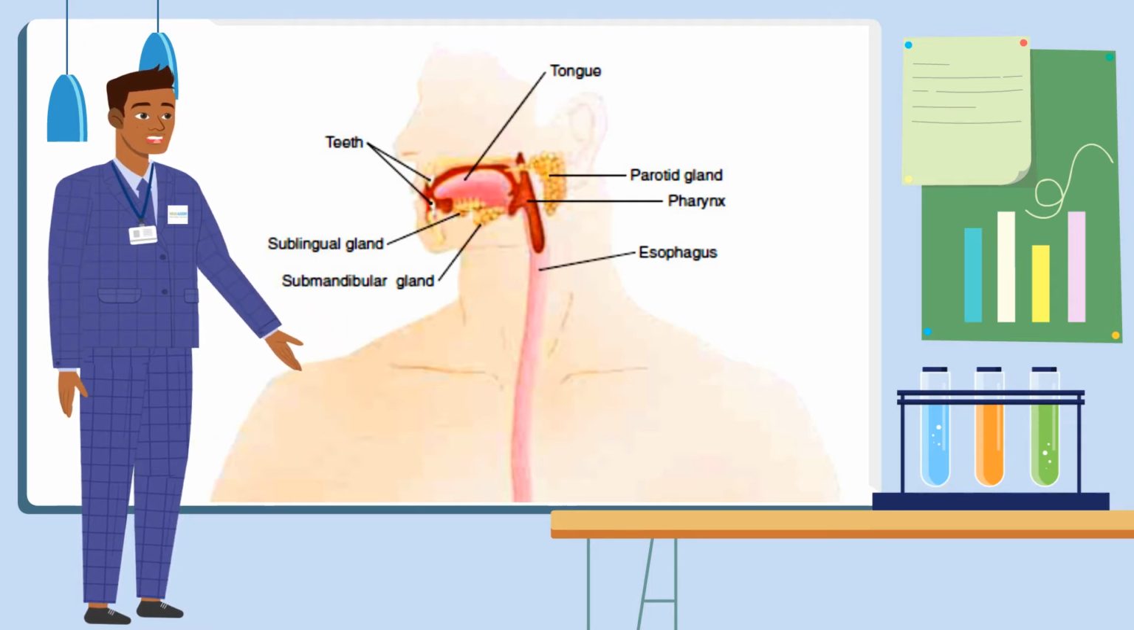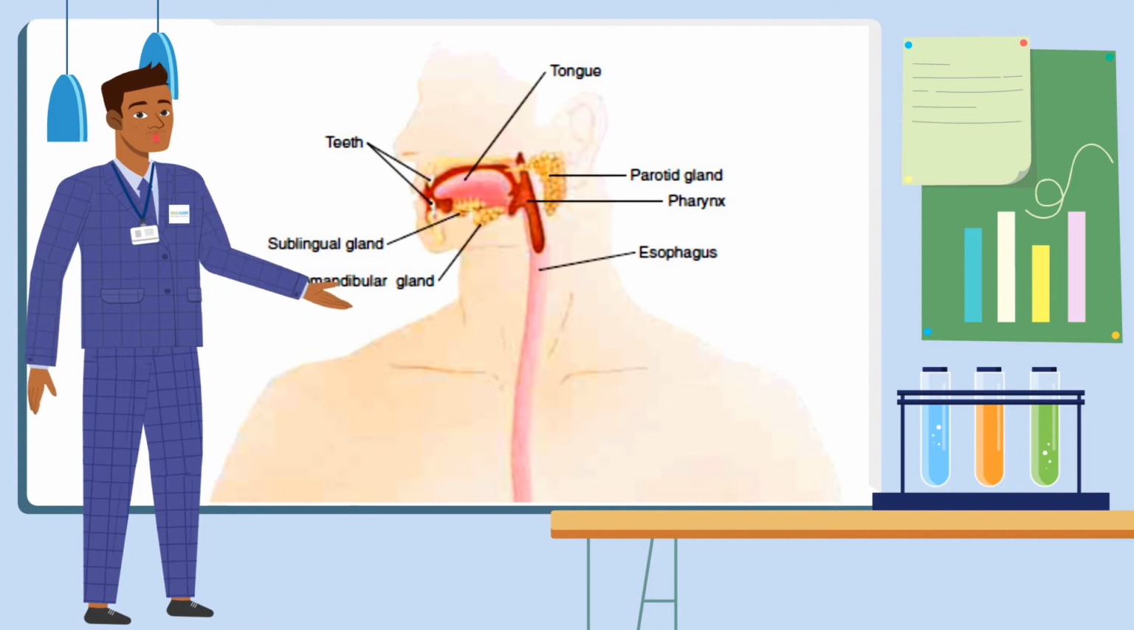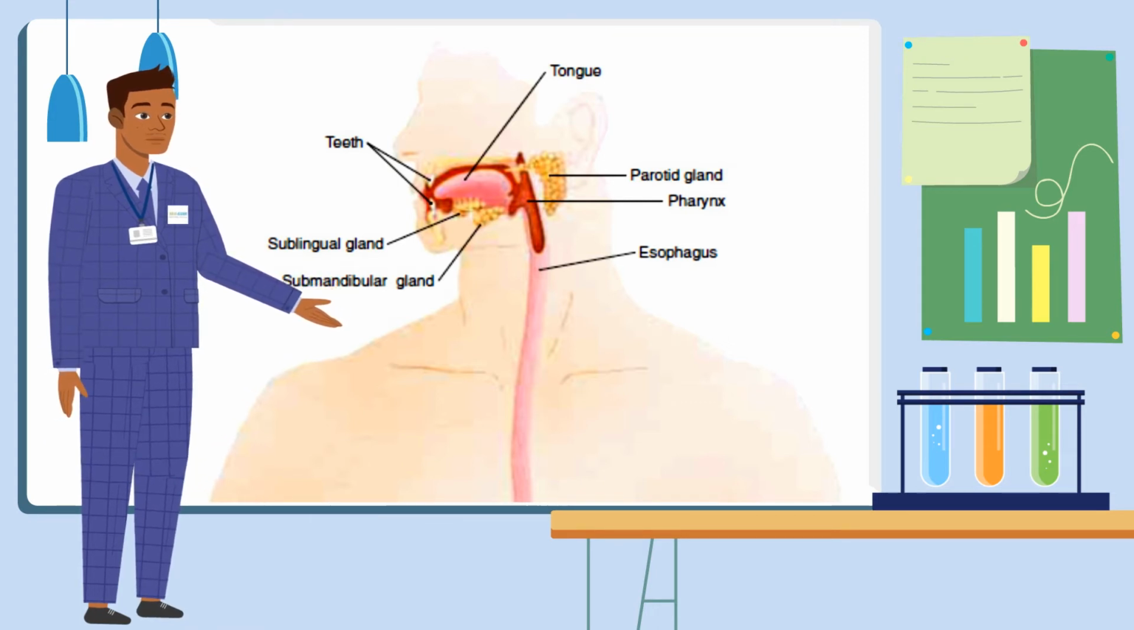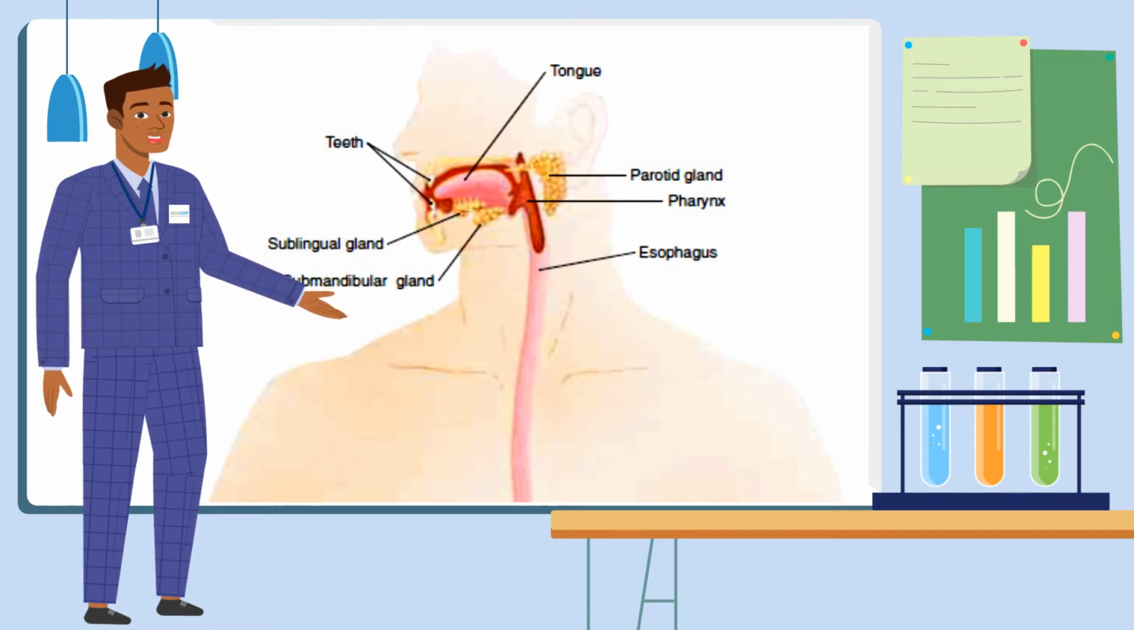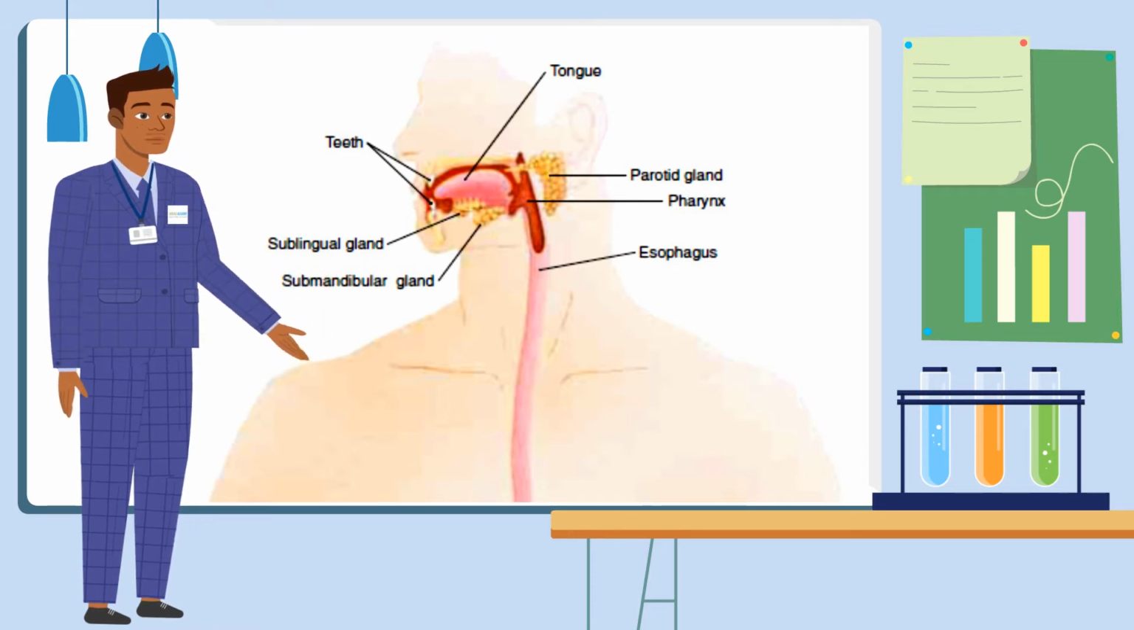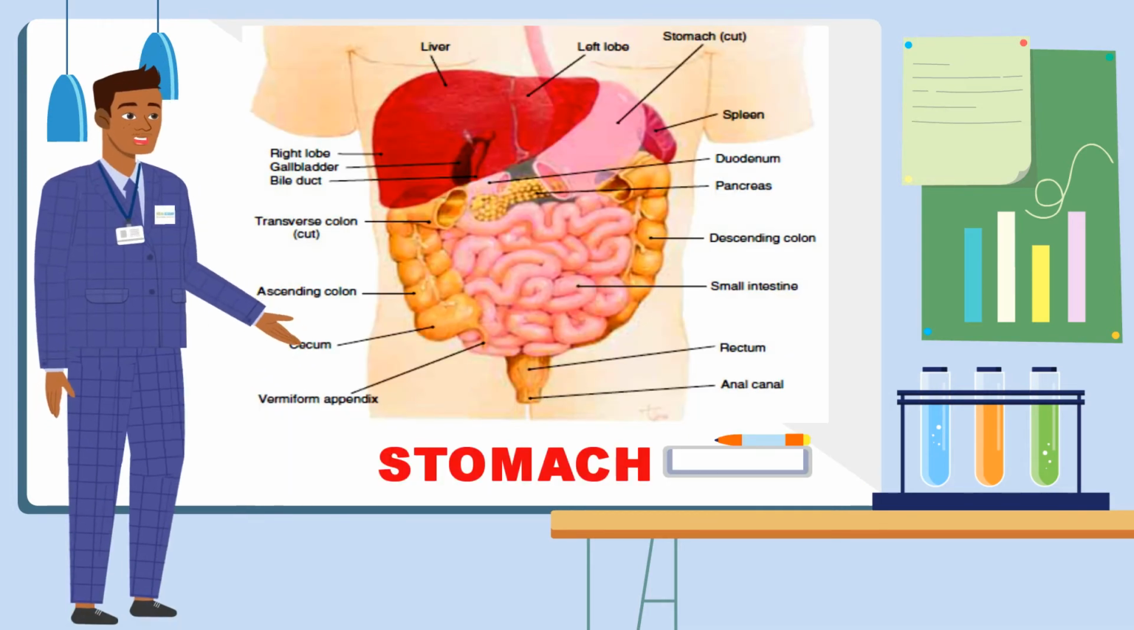The oropharynx and laryngopharynx are food passageways connecting the oral cavity to the esophagus. The esophagus is a muscular tube that takes food from the pharynx to the stomach. No digestion takes place here. Now we will focus on the stomach.